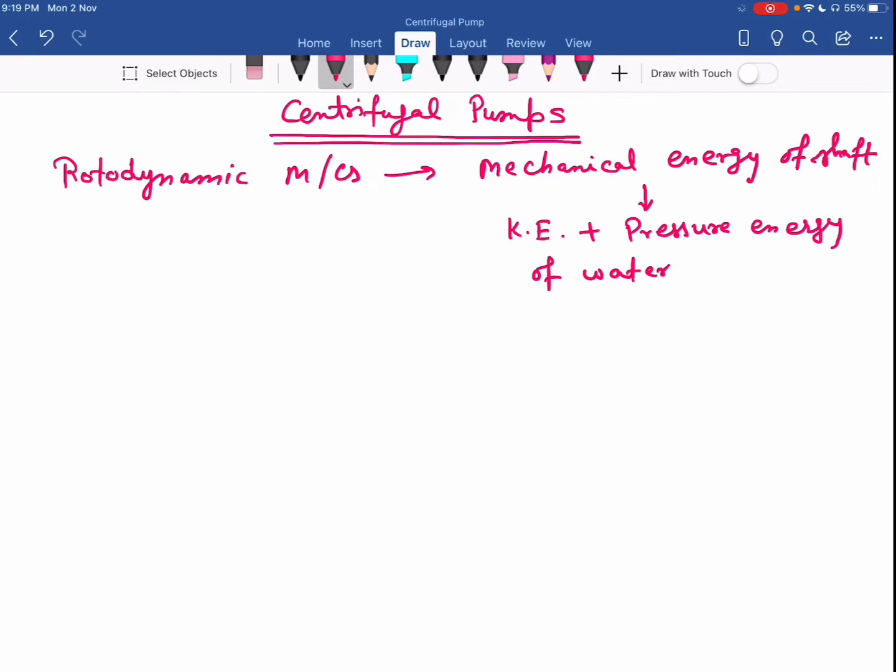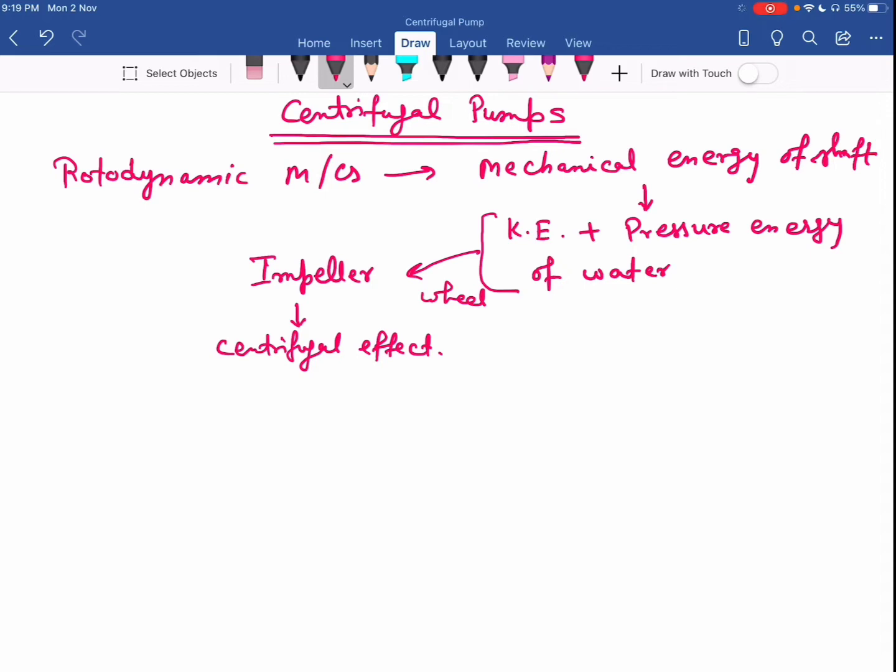Now the wheel in which this energy transfer takes place, that we call as impeller. So in case of turbine, the wheel where energy transfer takes place is called runner. However, in case of centrifugal pumps, the wheel where energy transfer takes place is known as impeller. Now, a centrifugal pump is named so because the energy added by the impeller to the fluid or to the water is largely due to centrifugal effect. That's why such pumps are called centrifugal pumps.